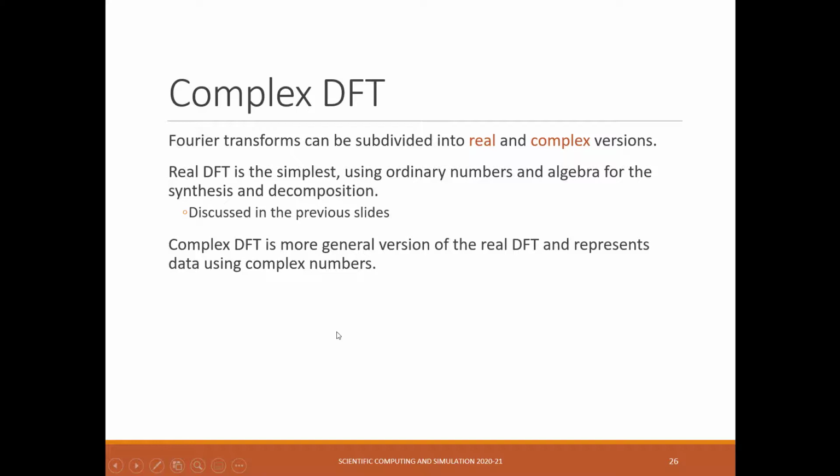Fourier transform is divided into two versions, real and complex. Real DFT is the simplest and only uses real numbers. We have discussed real DFT by now. However, complex DFT is the more general form of the real DFT that represents data using complex numbers.